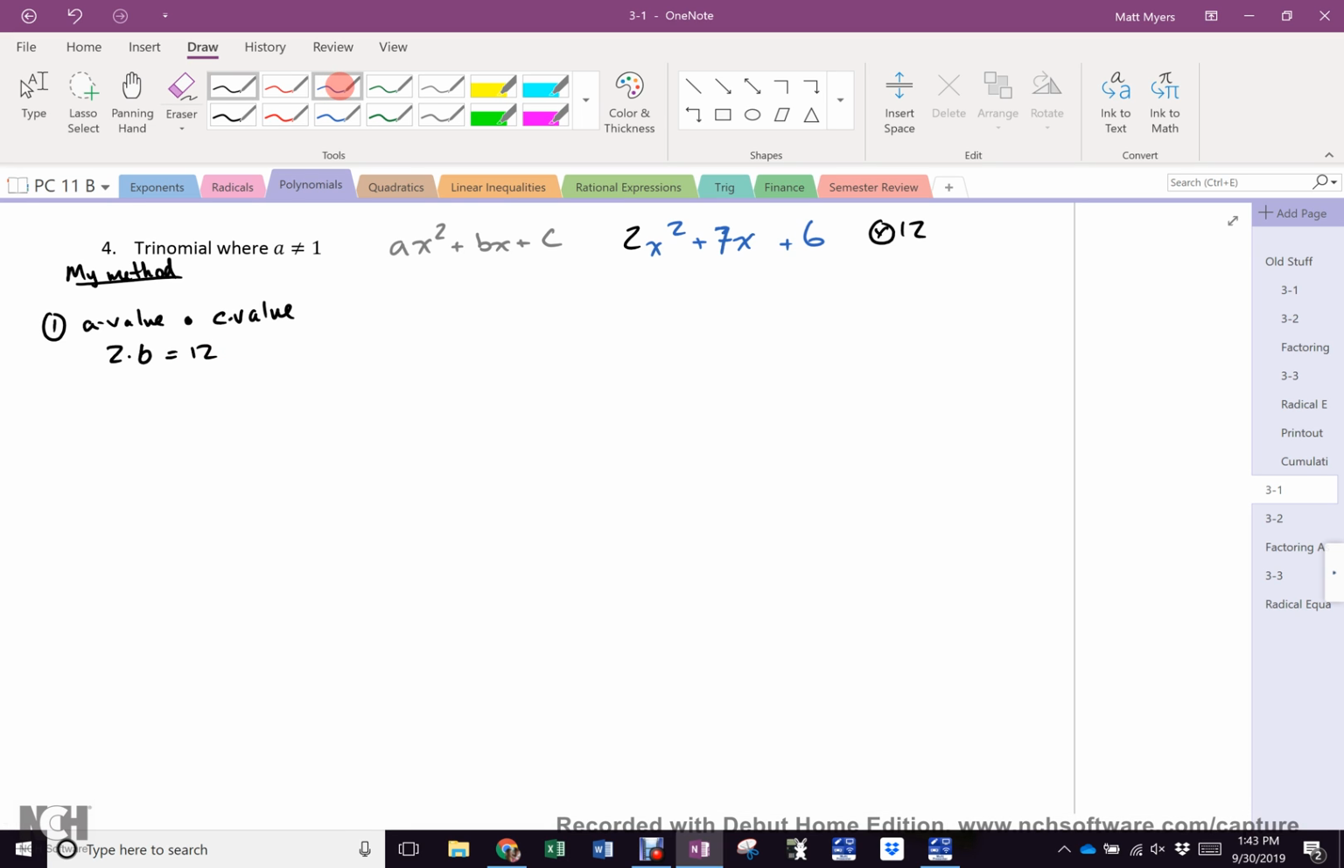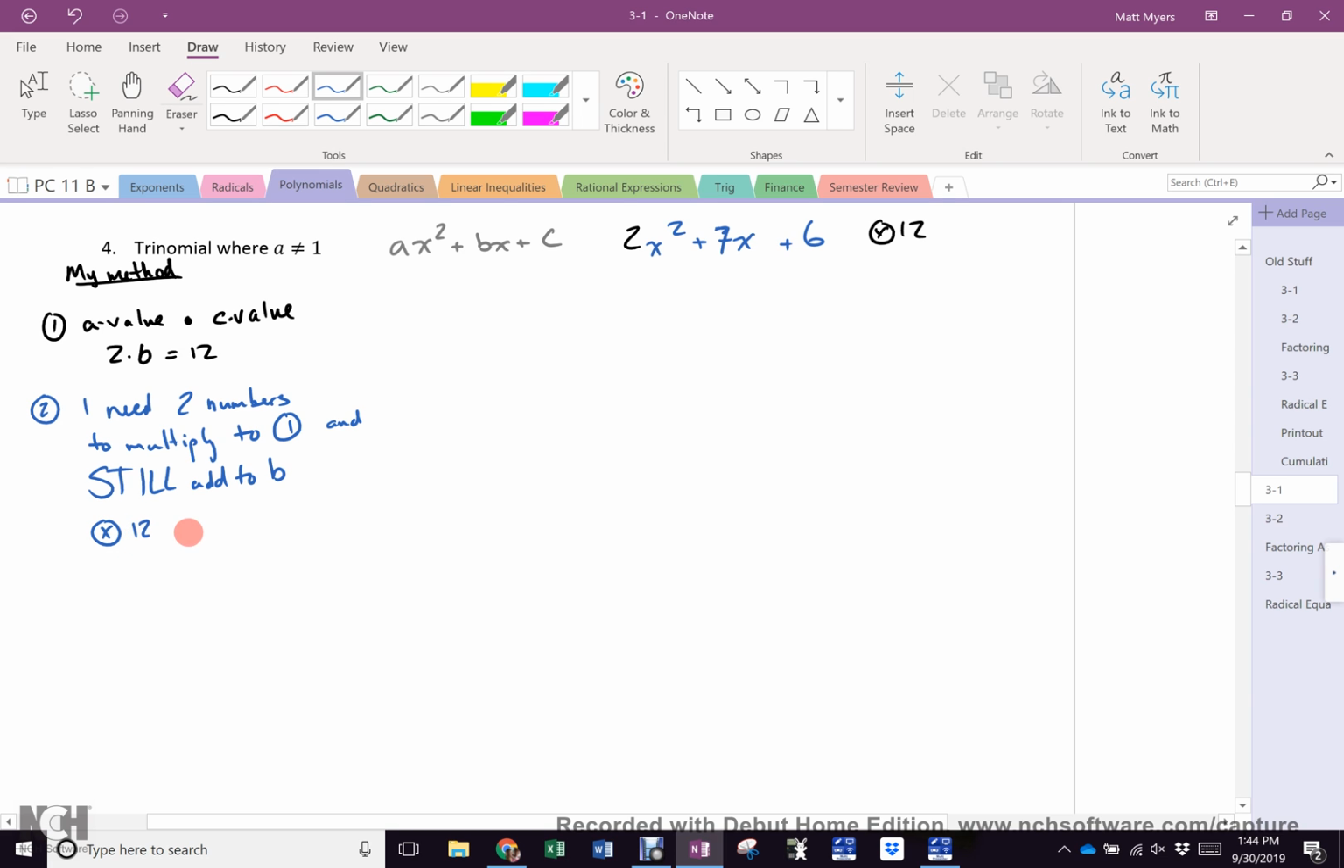That's step 1. So now, in step 2, I need 2 numbers to multiply to the number 1 answer and still add to B. That doesn't change. So, to recap, I need numbers that will multiply to 12 and add to 7. What are they? 3 and 4. Everybody's cool?